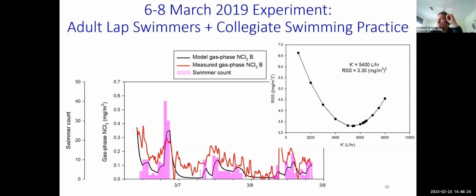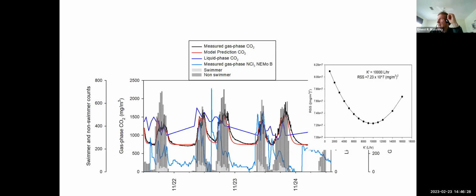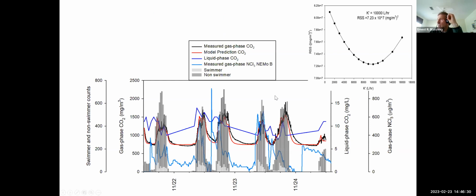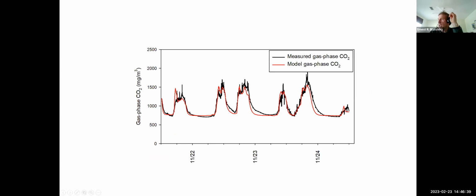So this is an experiment where we did that with trichloramine. Here's a similar experiment where we did that with carbon dioxide. Again, what we're doing is looking for the value of the mass transfer coefficient that optimizes the fit of the model to the data. And if we separate out just the fit of the model to the data, what we observe is that the model does a pretty good job of replicating the actual dynamic behavior that was measured in this system.